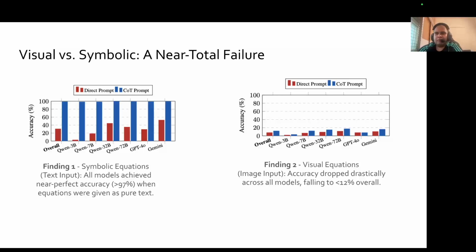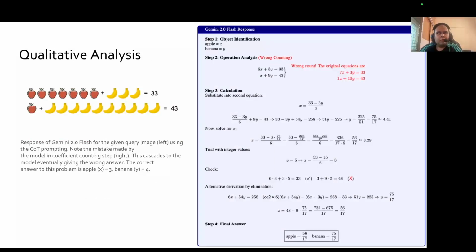Shockingly, we notice the accuracy dropped drastically across all models, falling to 12% overall, and even lesser. 12% was the highest we got. So we also tried a chain of thought prompting strategy to deep dive and figure out where it's going wrong, and there we noticed the actual culprit. Almost all the examples that went wrong were due to wrong counting.